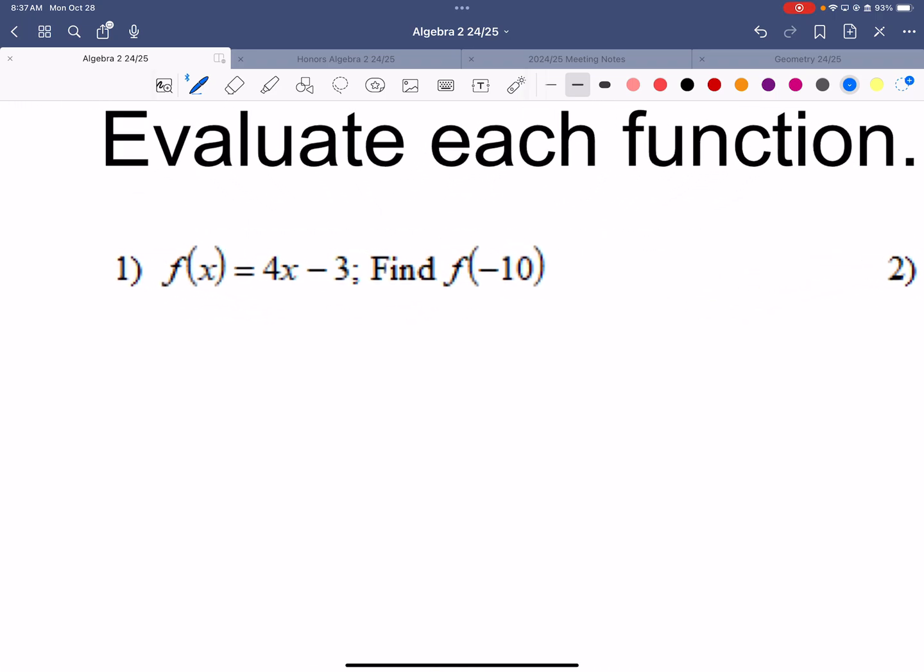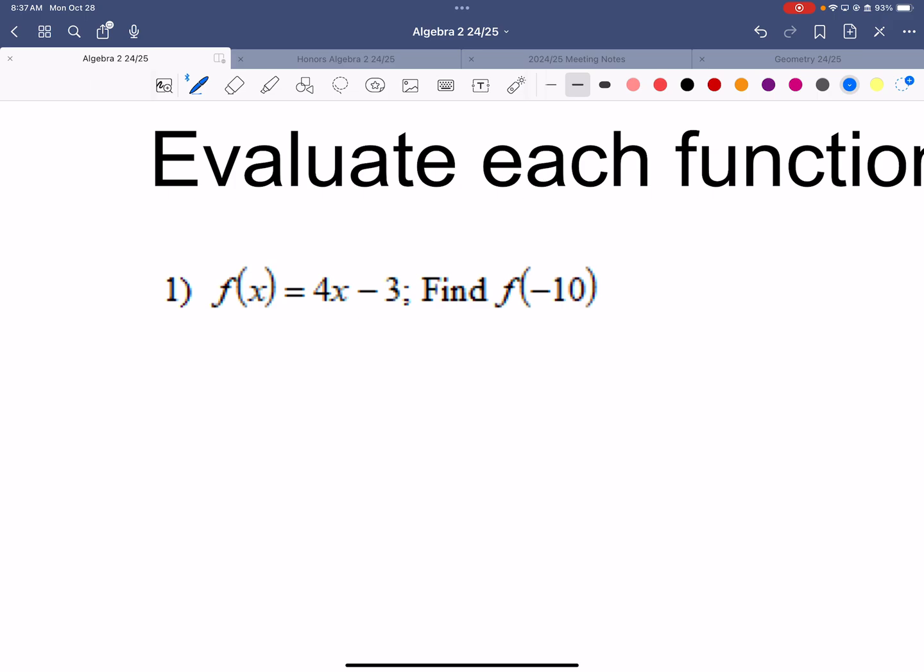So when you're evaluating functions, here's an example of what a function looks like. We've got f of x is equal to 4x minus 3, and we're asked to find f of negative 10. Well, realistically, we know what our f of x value is. We want to evaluate this when our x value is negative 10, and that's exactly what that means. So we go back to our original function, and anywhere we see an x value, we are just going to replace it with negative 10. So this becomes 4 times negative 10 minus 3.